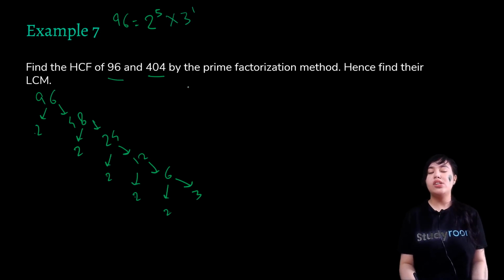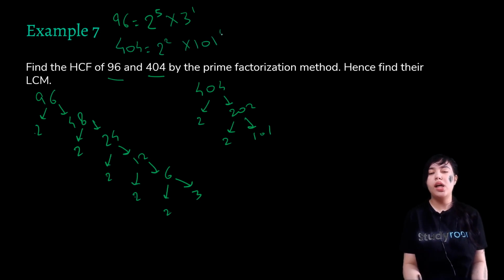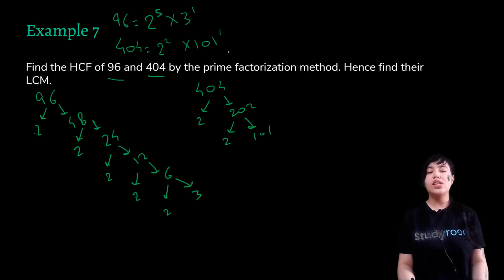And similarly, let's find out the prime factors for 404. So we have 2, 202, 101, and then we can't go beyond 101. So 404 can be written as 2 to the power 2 into 101 to the power 1. We've written the prime factors. Now look for the common factors. 2's are the common factors in them. You have to choose the highest one. So that's going to be 2 to the power 2. So HCF of 96 and 404 is 2 to the power 2, which is equal to 4.